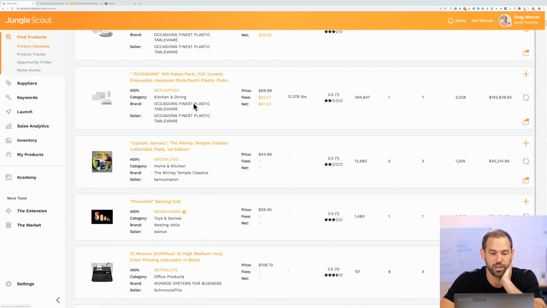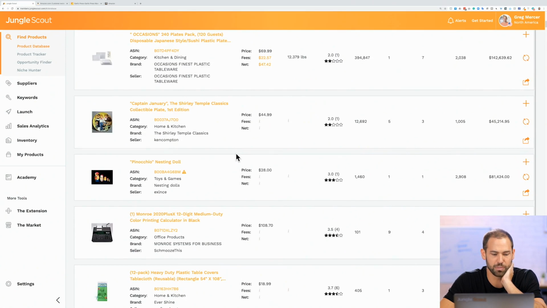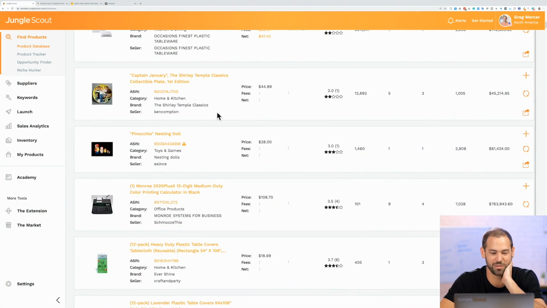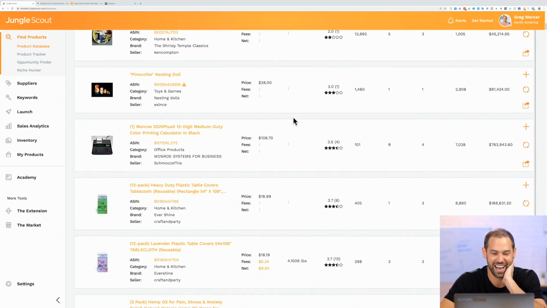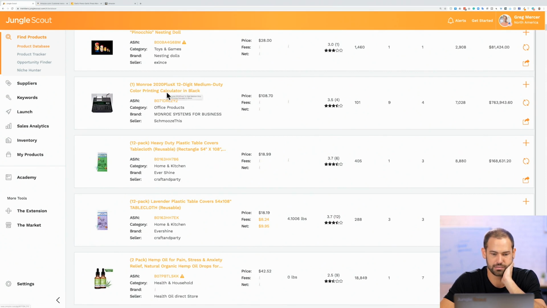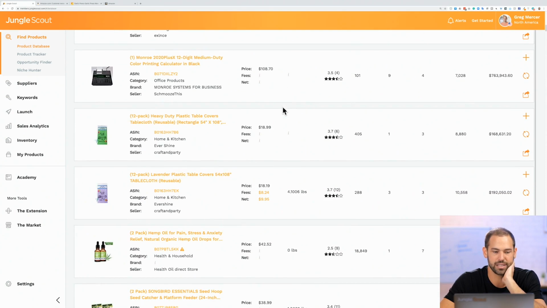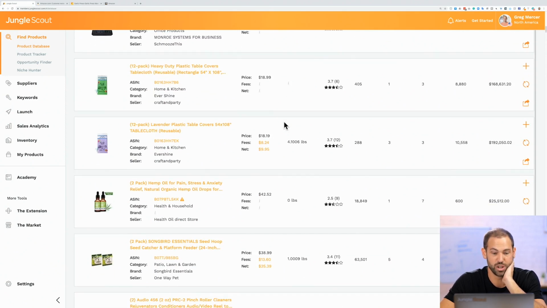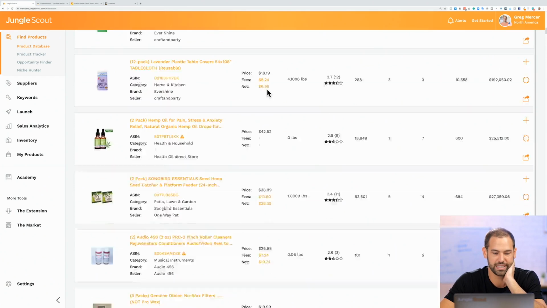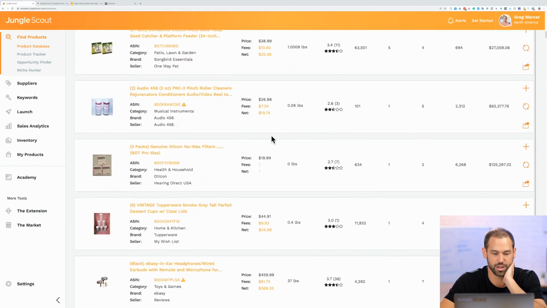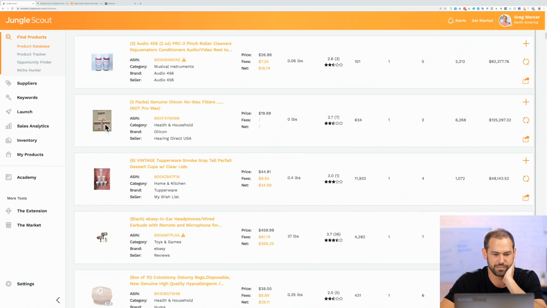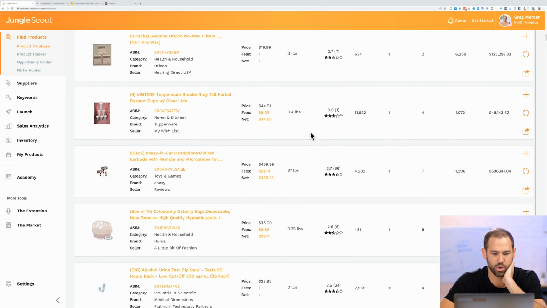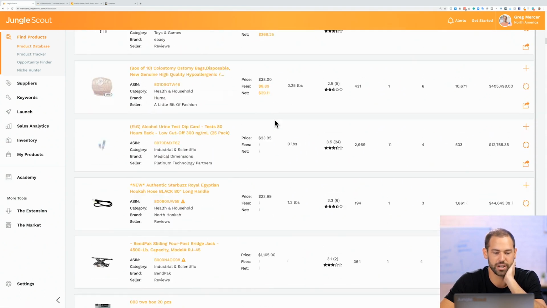So like plates, yeah, I probably could. These collectible plates, that might be something that has to be licensed. I don't know who Captain January is, but some of you guys watching this probably do and are making fun of me right now. Nesting dolls, that could actually be a decent product idea. Color printing calculator, it seems like it would break a lot. Reusable plastic covers, I could get those manufactured relatively easily. I don't really like the stuff that goes on or in your body. Wax filters, not quite sure what those are, but I'd probably stay away from them. Parfait dessert cups, those would kind of work. So there's definitely some ideas in here, right?